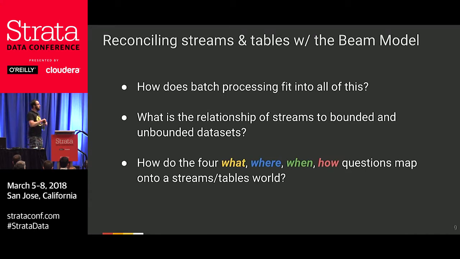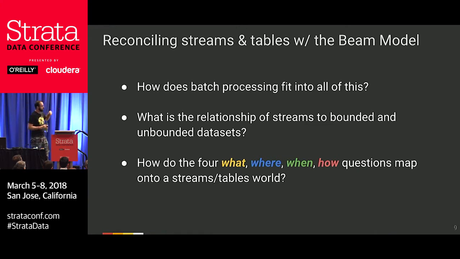But if we want to reconcile stream and table theory with the Beam model, we need to answer some questions. One thing I left out is that the Beam approach has tried to unify the approach towards batch and stream processing, right? You can write a pipeline once, and it essentially works in batch mode or in streaming mode. Why this matters is that streams and tables, as Martin and Jay have talked about historically, was really in the context of stream processing. Batch processing was essentially left out of the equation. So we need to reconcile that. How does batch processing fit onto all of this, and what is the relationship of streams to bounded and unbounded data sets? Because batch processing typically addresses bounded data sets, not these unbounded infinite streams, right?